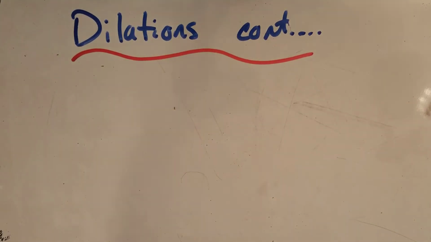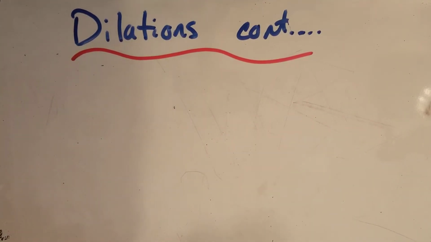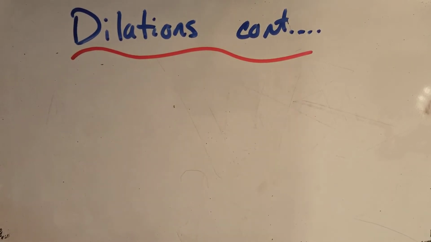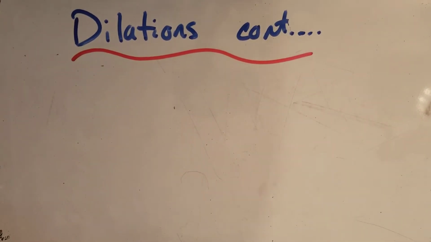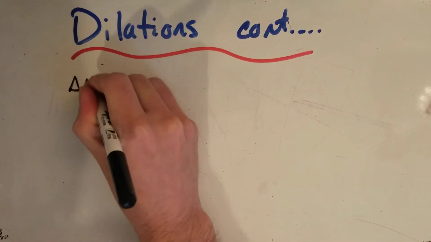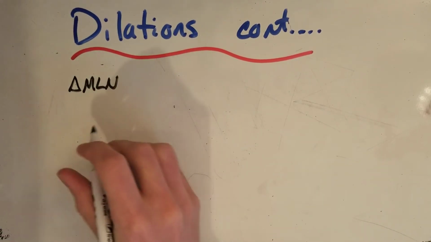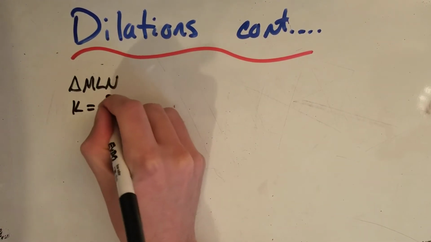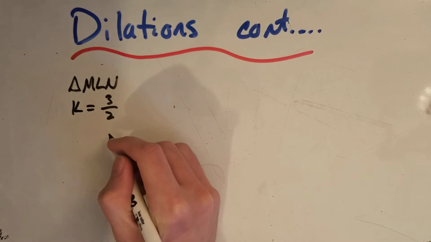Hey guys, today we're going to continue with dilations and look into some other problems with them. So we're going to start off by dilating this triangle given to us. We have triangle MLN and we are dilating by a scale factor of 3/2.